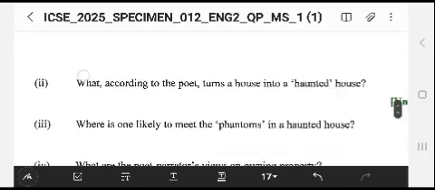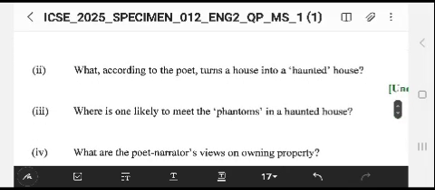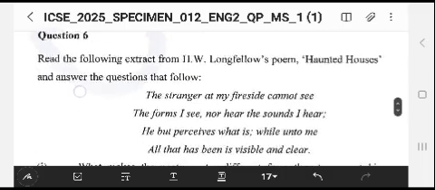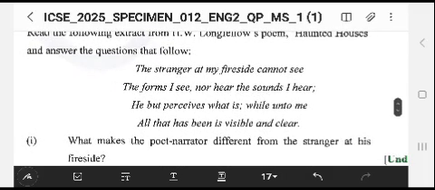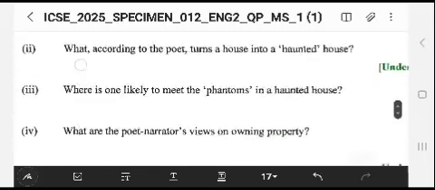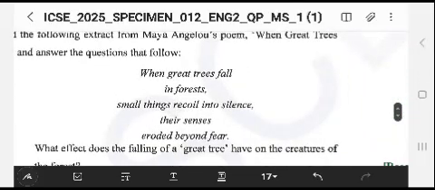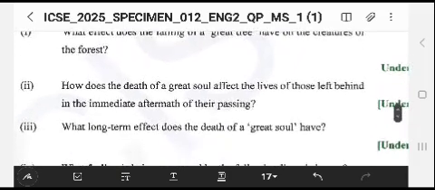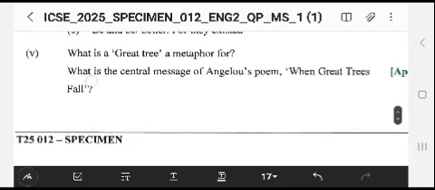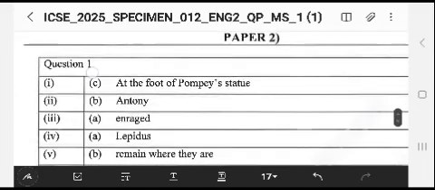In this poetry also you can find very important questions, like what, according to the poet, turns the house into a haunted house. By reading this extract, you have to know that, and you have to write the exact answer to the question. From this part also there are 2 questions. You can attend any of the 2, or only one, but one question is compulsory here.